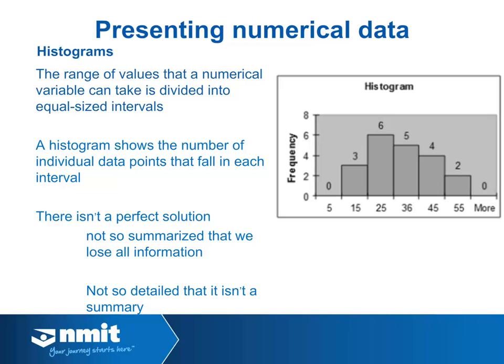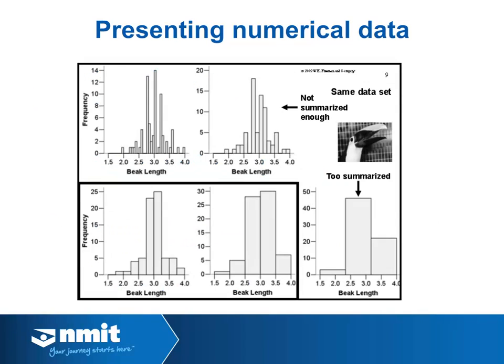So let's have a look at a few histograms that give us a good example of this. Here we have a range of histograms generated from the same data set but using different ranges in the x-axis. The data set in this case was a whole flock of toucans that had their beaks measured and recorded, and then a histogram generated to look at the frequency of different beak lengths in that flock.